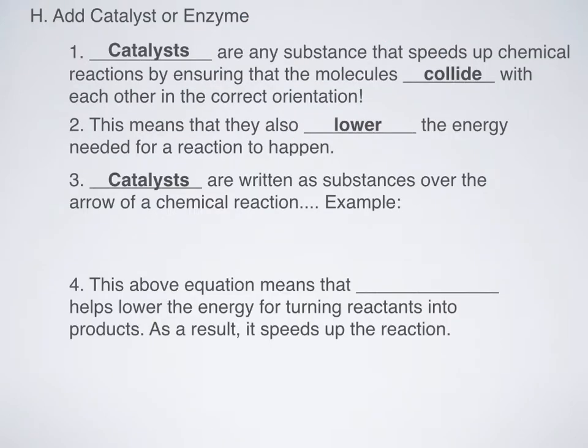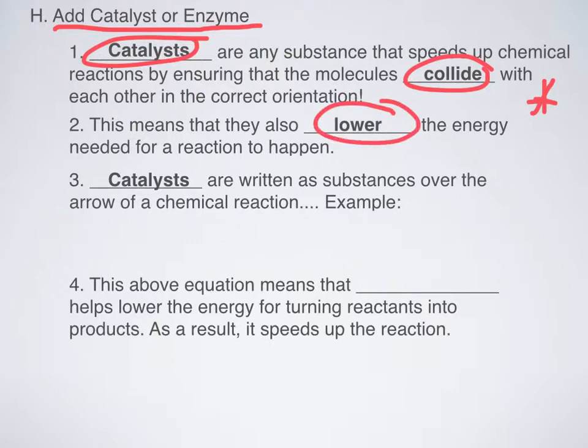Now this last one you've probably heard of in the past, but we're going to talk about it from a chemical perspective here. So catalysts or enzymes. What are catalysts? Catalysts are a broad category of substance that speed up chemical reactions, and they do that by ensuring molecules collide with each other in the right orientation. So orientation is taken care of by the catalyst. This also means, though, that they lower the amount of energy actually needed for the reaction to happen. So it kind of takes care of the energy component as well.